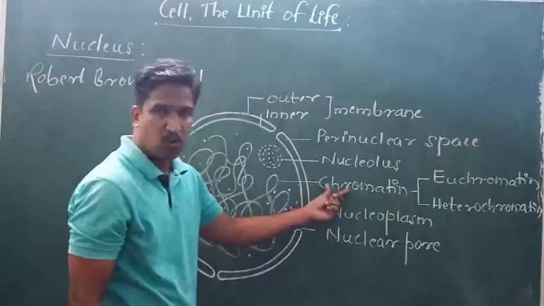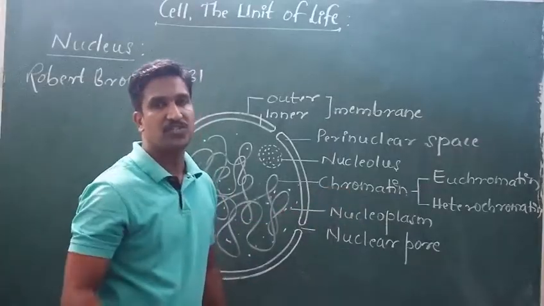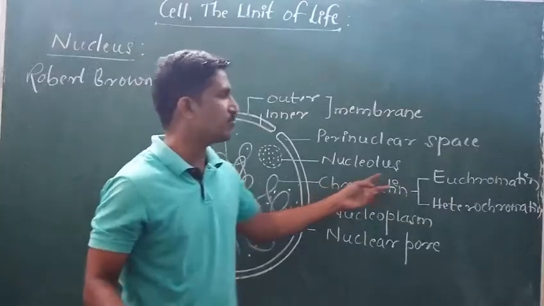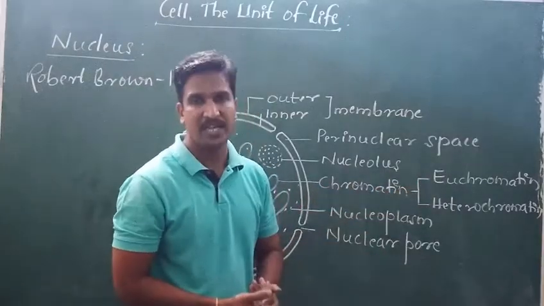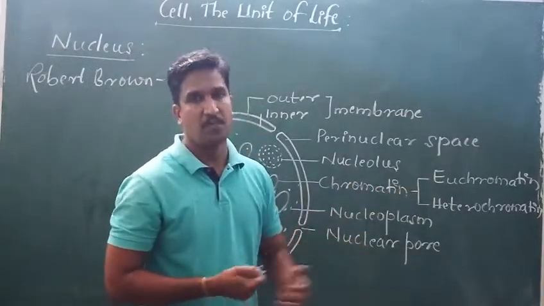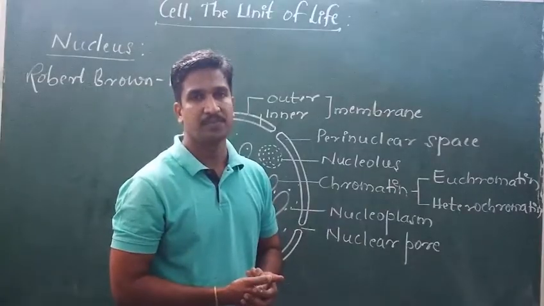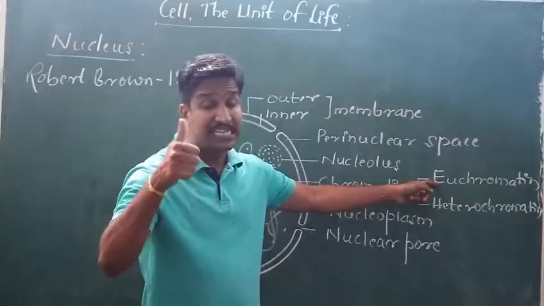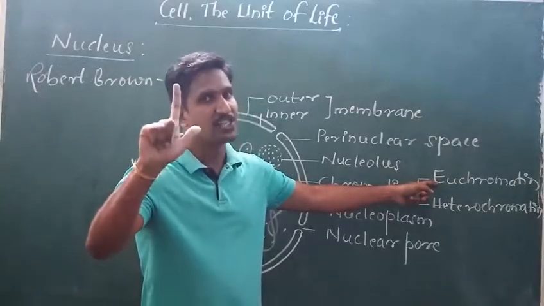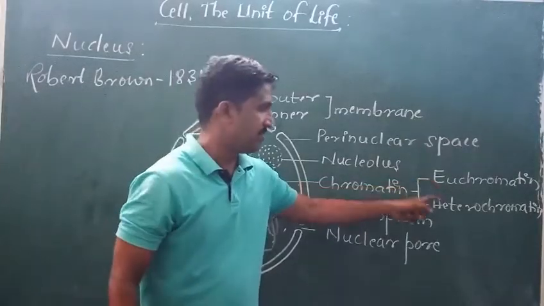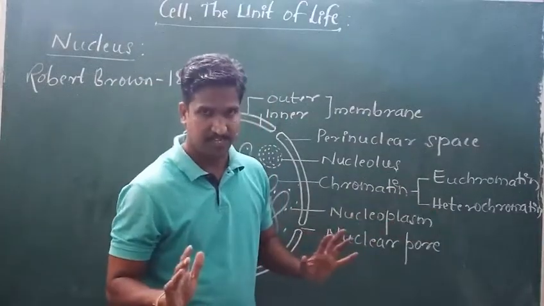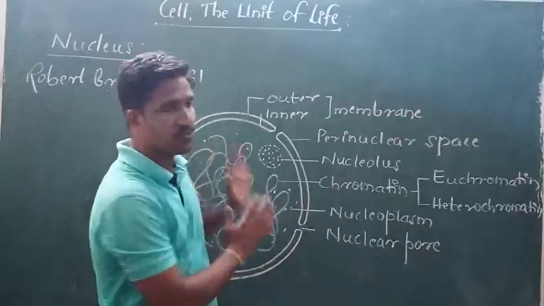Then last comes chromatin. During the interphase stage, the chromatin network will be there. This chromatin network is of two types. Chromatin network is nothing but the DNA itself, a long chain of polynucleotide. It is of two types, euchromatin and heterochromatin. Euchromatin is lightly stained and transcriptionally active, whereas heterochromatin is darkly stained and transcriptionally inactive. That is the structure of the nucleus.